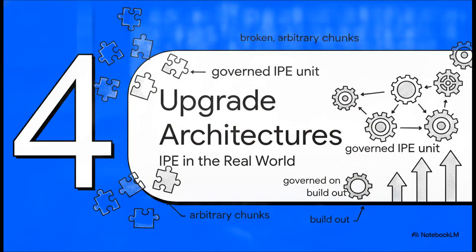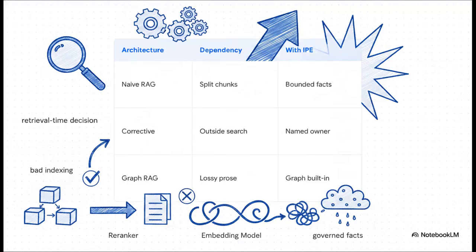All right, part 4, upgrading those 8 architectures. Let's see IPE in the real world. Let's look at exactly what happens to those advanced RAG architectures when you swap out broken, arbitrary chunks for governed IPE units.